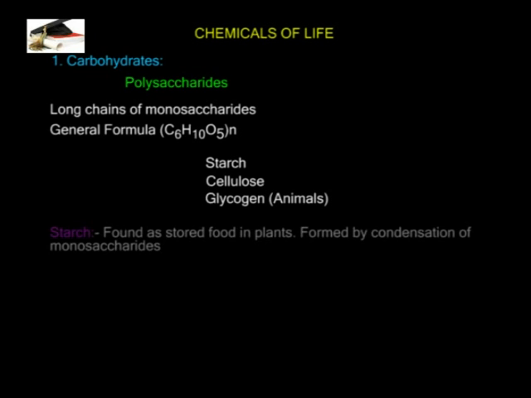Starch. Starch is present as stored food in plants. It is formed by condensation of a large number of monosaccharides. Plants that are rich in starch include maize, wheat, potatoes, and rice. These plants are grown as sources of food.